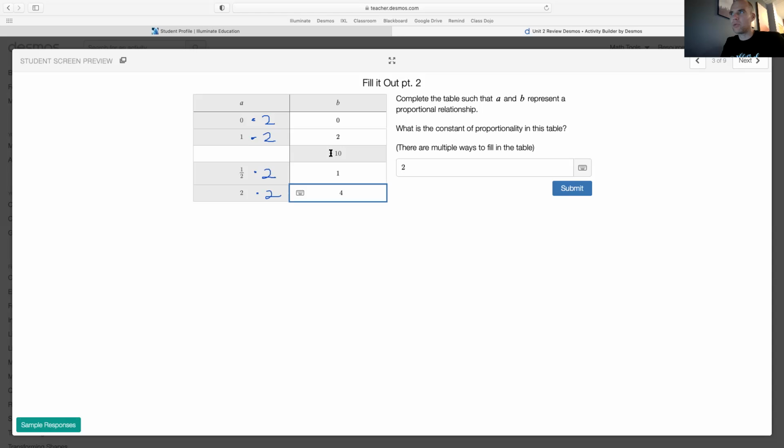The last thing I need to do is divide 10 by 2 to get the a value here. So I'm working the other way. And so 10 divided by 2 is going to be 5.